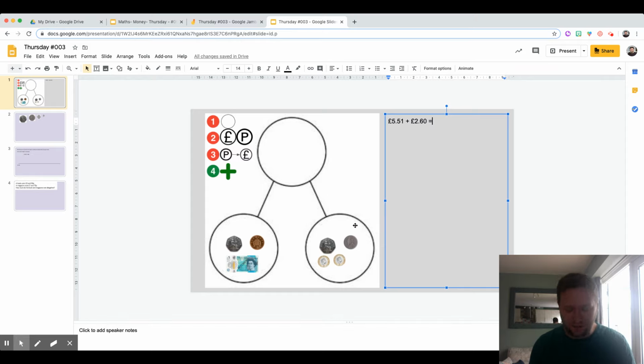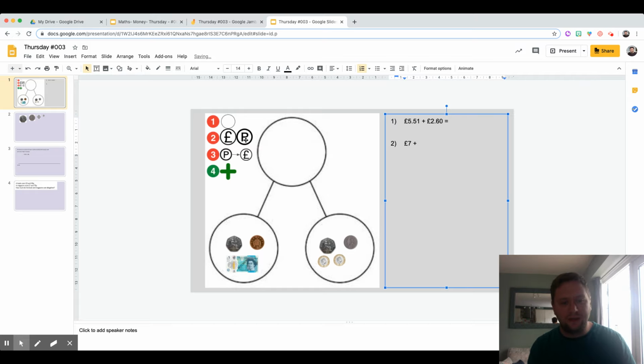Okay, the second step, we're not going to try and add them together yet. The second step is I'm going to add the pounds separately, and then I'm going to add the pence in both of them. So I've got 5, let's just put a 1 there just to make sure that's very, very clear. So let's add the pounds first. I've got £5 and £2. So that gives me £7.